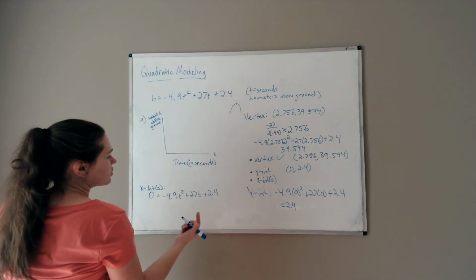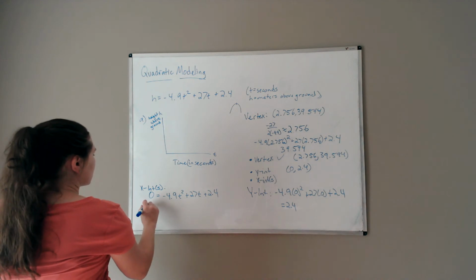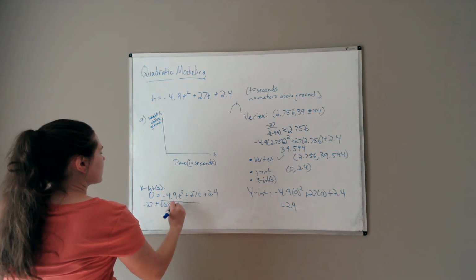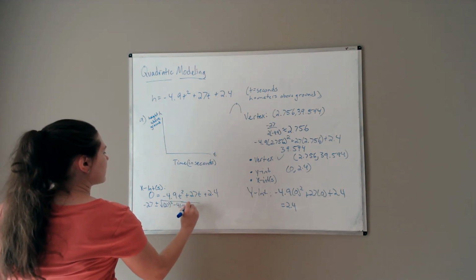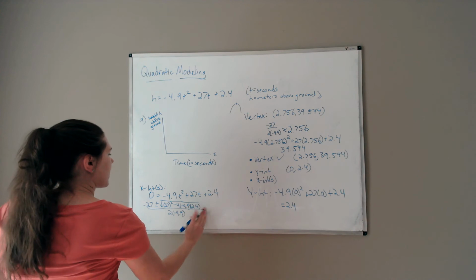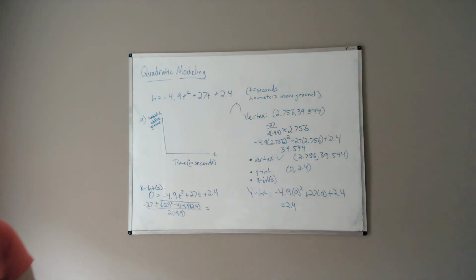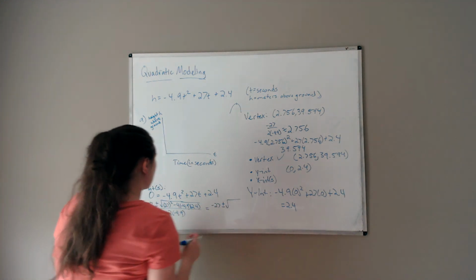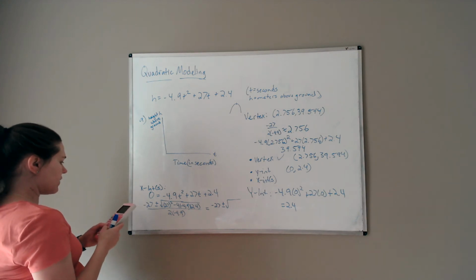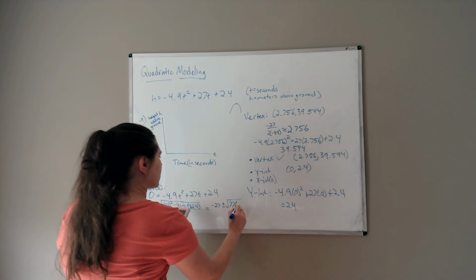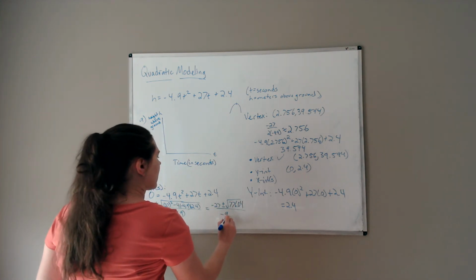So we're going to have to use the quadratic formula, okay? So that's going to be negative 27 plus or minus the square root of 27 squared minus 4 times negative 4.9 times 2.4, all over 2 times negative 4.9. And so now, let's clean this up. Remember, we clean up that negative 27 outside, so that's negative 27 plus or minus the square root of. Now let's get the value of the discriminant. That's going to give us 776.04 all over negative 9.8.